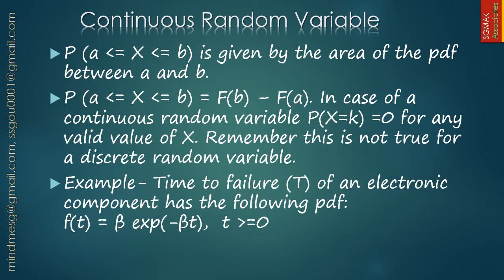Now, let's go to an example of how to use the PDF and CDF for a continuous random variable to solve a problem. Here's a very well-known example: time to failure of an electronic component. It has the following distribution, which is an exponential distribution. We'll talk about the exponential distribution later on. The PDF is f of t equals beta times exponential of minus beta t, defined for t greater or equal to 0. So the random variable here measures time to failure.